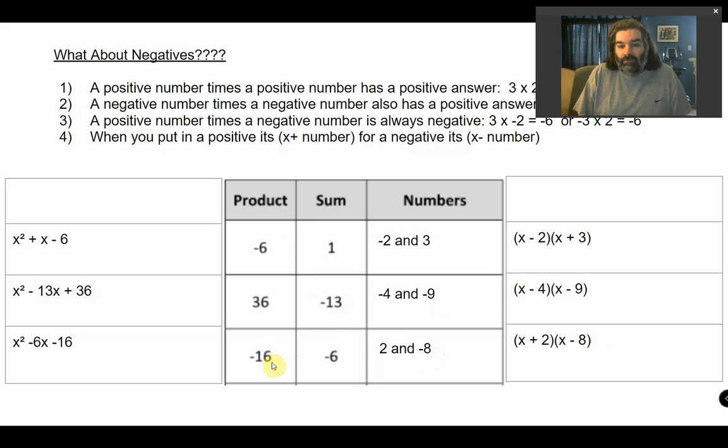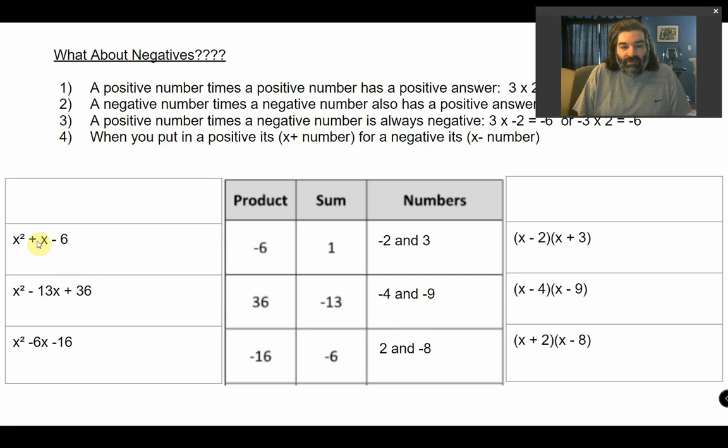But the product tells you right off the bat, okay? If it's positive, you are going to need either two negatives or two positives. If it's negative, one is going to be positive, one is going to be negative, okay? For the product. The sum can be negative if they're both negative, but this basically gives you a little hint.